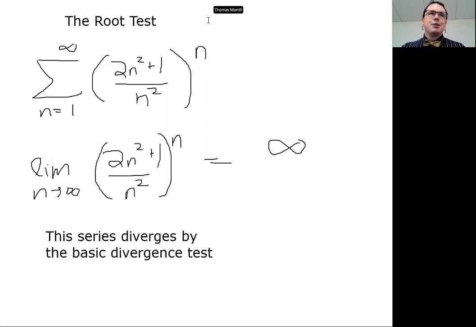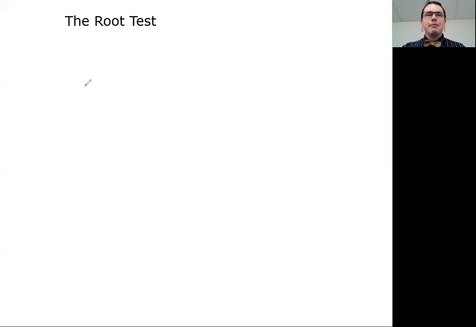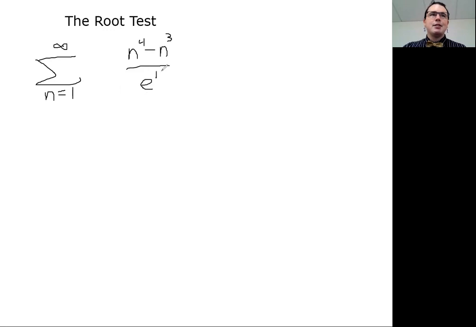All right, well, let's look at another series. The next one I want to look at is the sum, n starting at 1 going to infinity. Now I've got (n to the power 4 minus n cubed) all divided by e to the power n, and this whole fraction is raised to the power n.